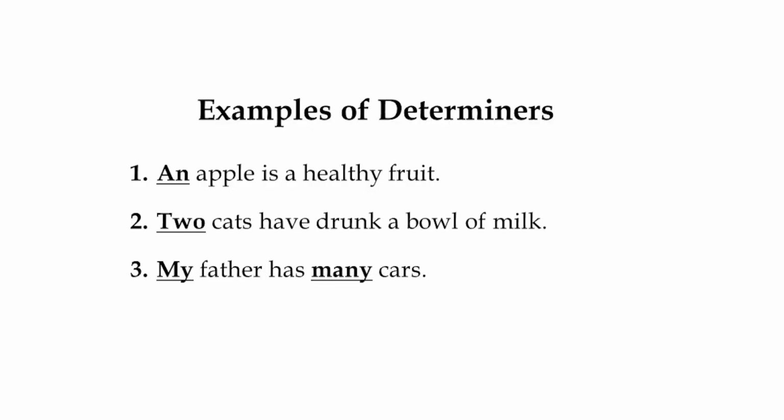An apple is a healthy fruit. Here, an is a determiner that introduces the noun apple. The second one: 2 cats have drunk a bowl of milk. The noun cats is introduced by the determiner 2. My father has many cars. My is possessive, many is a quantifier. Here my and many are determiners. They introduce the nouns father and cars. Likewise, determiners play a vital role in a sentence.